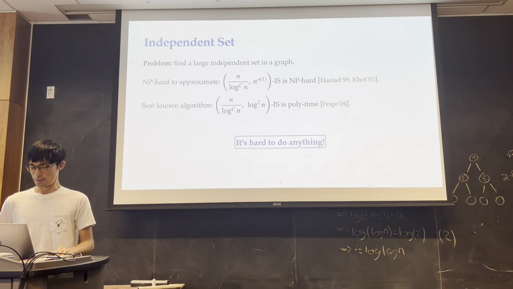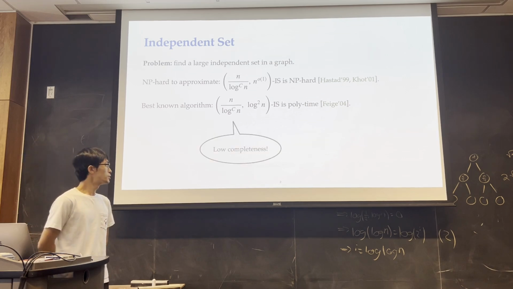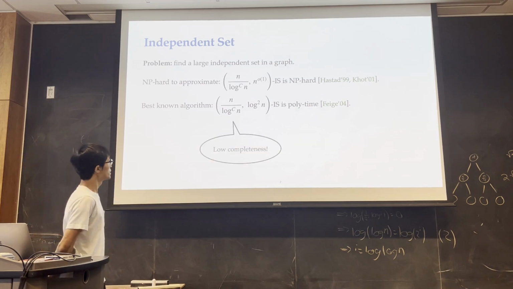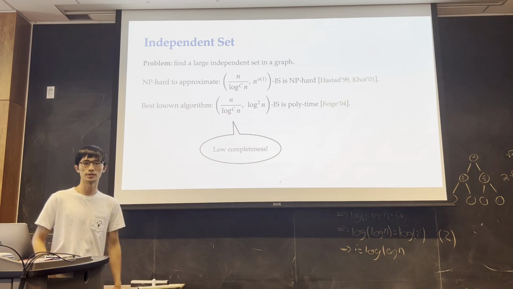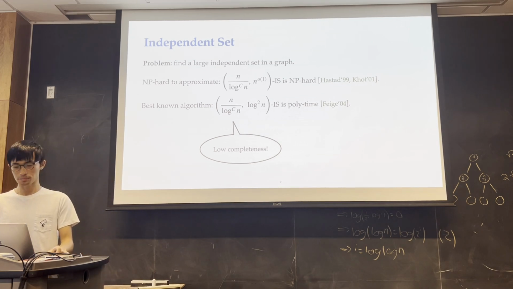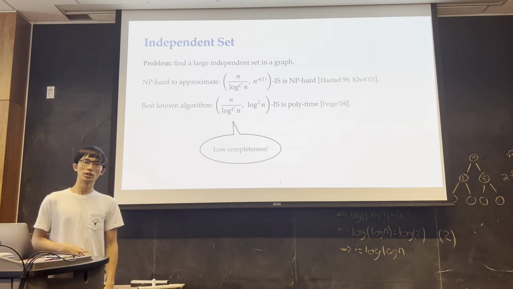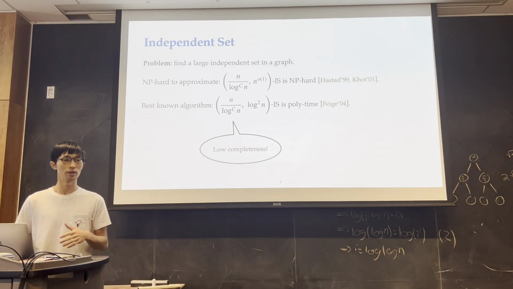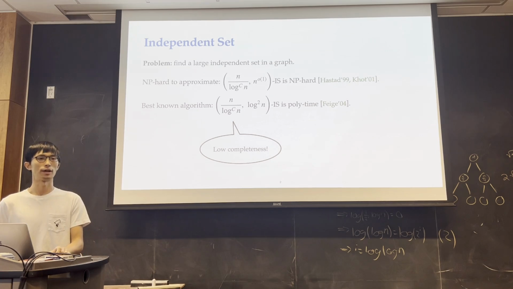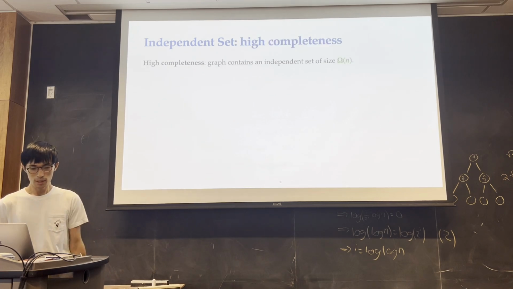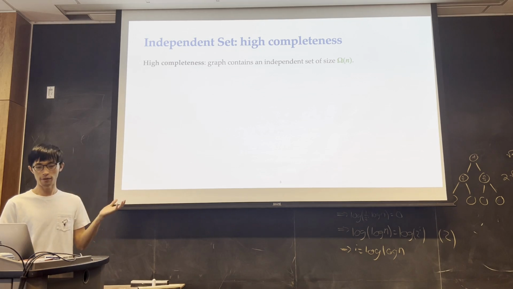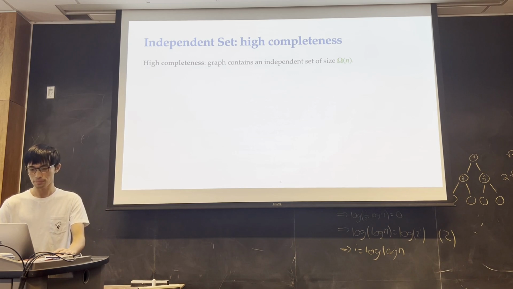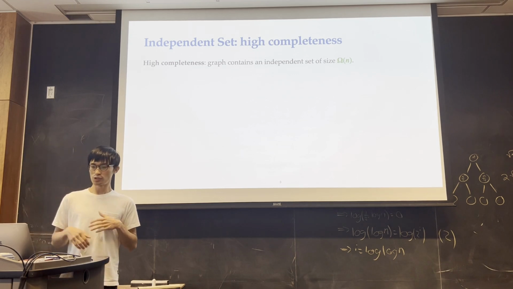But here's the catch. This is only in a very low completeness regime. Low completeness means that we are guaranteed the graph contains only an independent set of size n over polylog n. So in particular, we can ask, what about the high completeness regime? What if we're guaranteed a larger independent set in the graph? Here, when I say high completeness, that just means that the graph contains an independent set of size linear, omega of n.